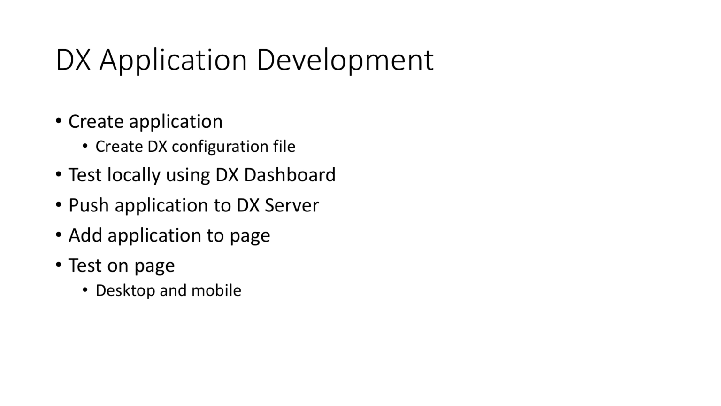First thing we want to do is create the application itself, and in this case we're talking about front-end development techniques using HTML, JavaScript, and CSS. Then we'll also create a special DX configuration file, which is what we'll use in order to tell our tools how to push that up to the server and where it goes. We'll test it locally using a DX dashboard, an IBM provided utility, which does just that. The dashboard also pushes the application to the server.